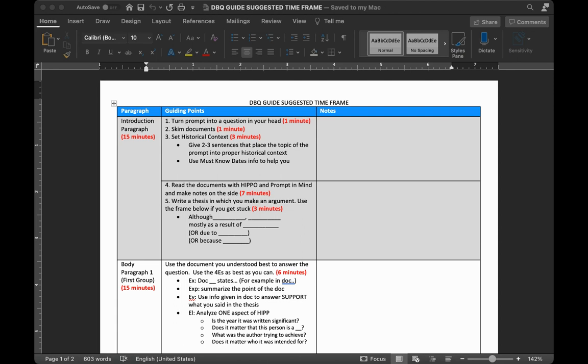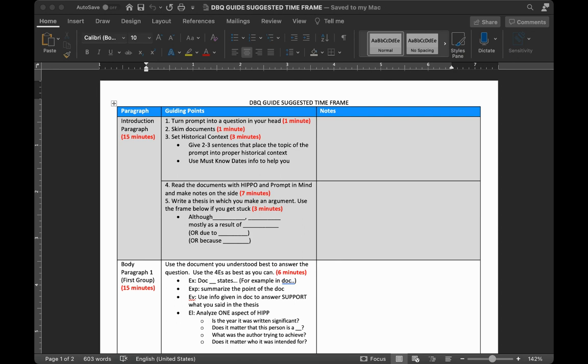So this is a suggested time frame and structure for how to write a DBQ essay. A DBQ essay should be between 4 to 5 paragraphs. And each body paragraph should be pretty lengthy. You're going to be talking about 2 to 3 documents per paragraph, and you're going to spend about 4 sentences or so discussing each document. And there'll be separate little tutorials for how to do the HIPP analysis.